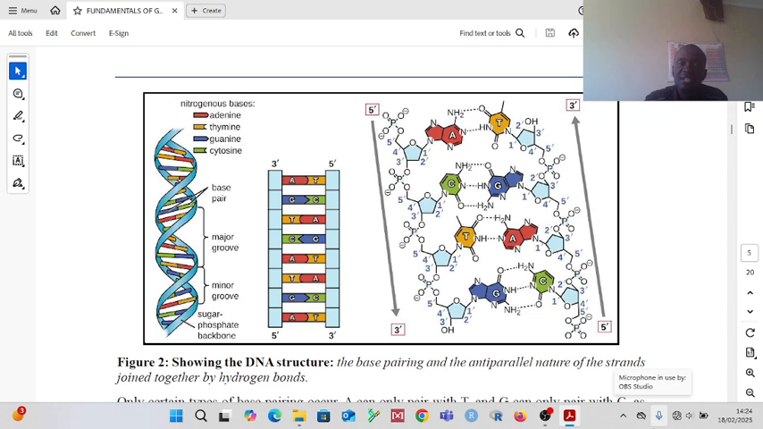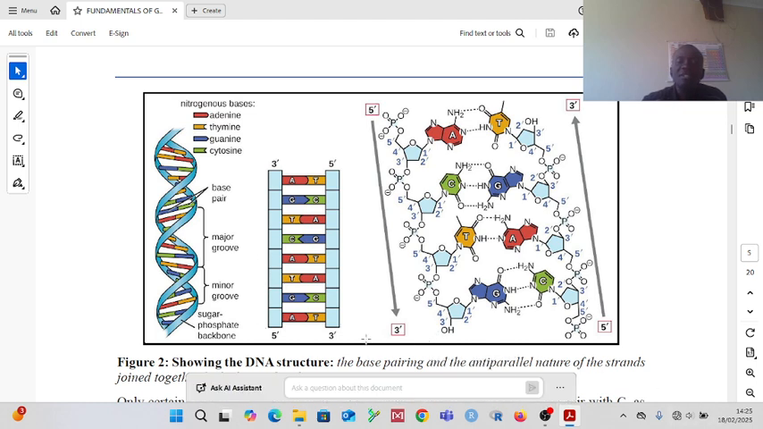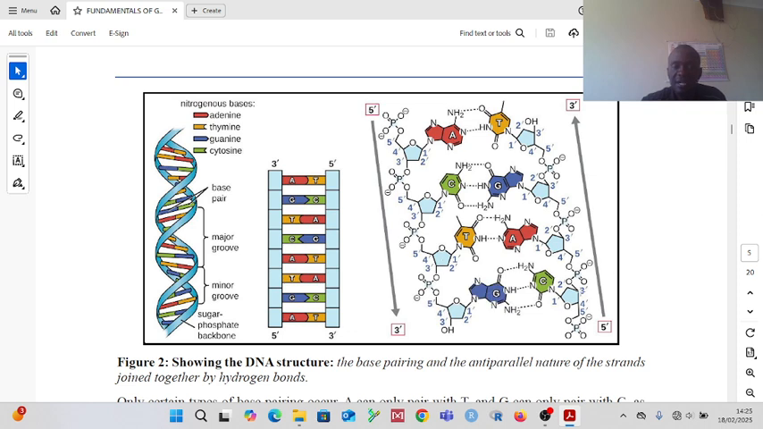Of importance, as you can see, even in figure 2, is the principle now of polarity. The complementary strand is anti-parallel in nature to the strand which it is complementary to. So in this case, if this is 3 prime, 5 prime, then the complementary strand will be 5 prime, 3 prime, as you can see being indicated on the second diagram of figure 2.